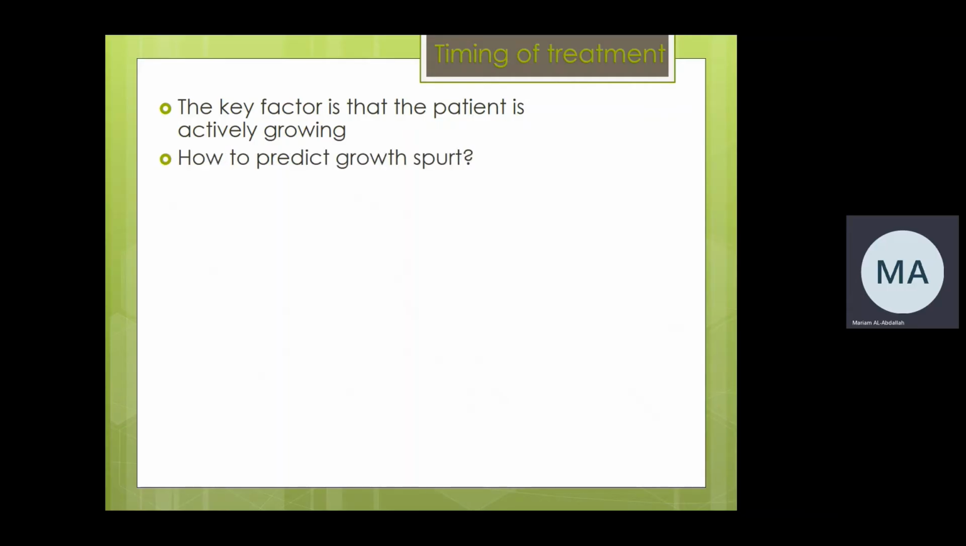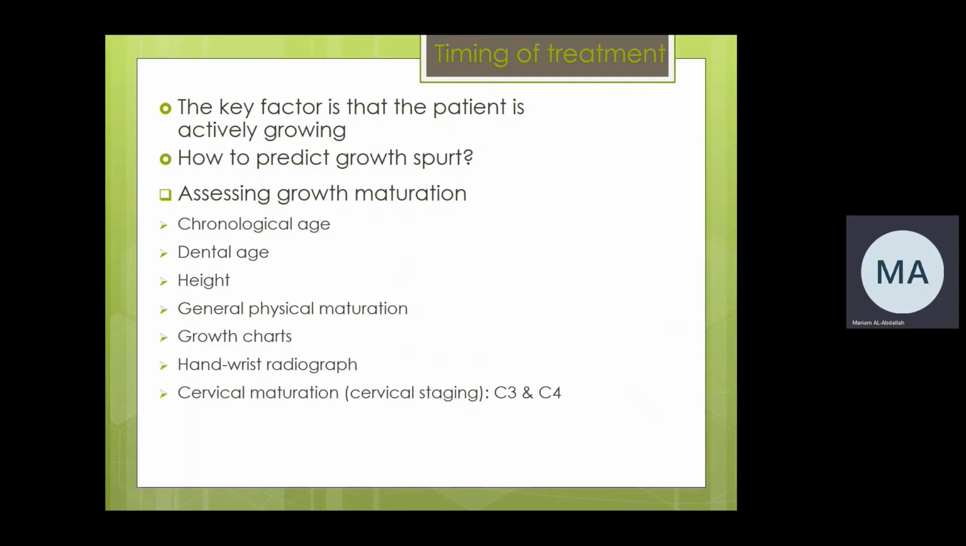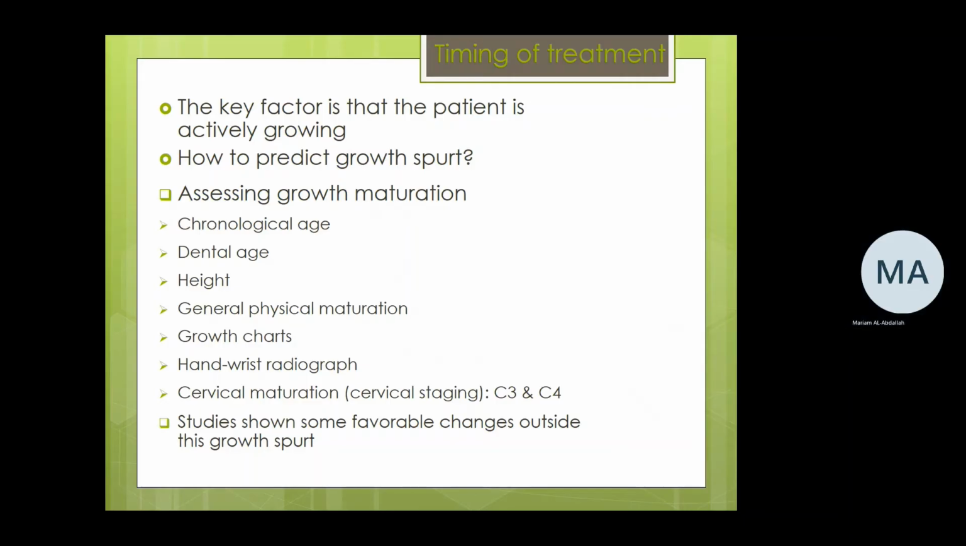Okay, how can we predict growth spurt? Well, this is covered in your craniofacial growth and development lectures. We need to assess growth maturation looking at the chronological age, dental age, height, general physical maturation, growth charts, hand wrist radiograph, which is not used anymore by the orthodontist, and cervical maturation and cervical stages. Yes, this is more used by the orthodontist.